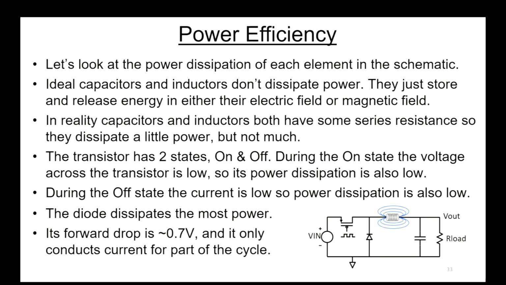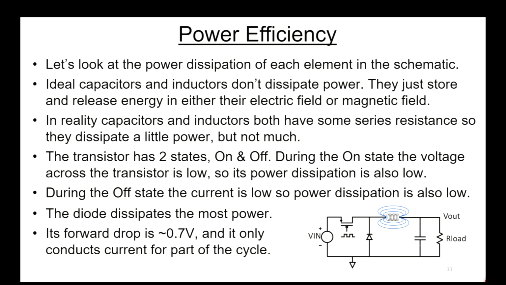So let's look at the power dissipation of each element in the schematic. Well, ideal capacitors and ideal inductors don't dissipate power. They just store energy and release energy in either their electric field or their magnetic field. Now, in reality, capacitors and inductors both have some series resistance, so they're going to dissipate a little power, but not much. The transistor has two states, since we're using it as a switch, on and off.